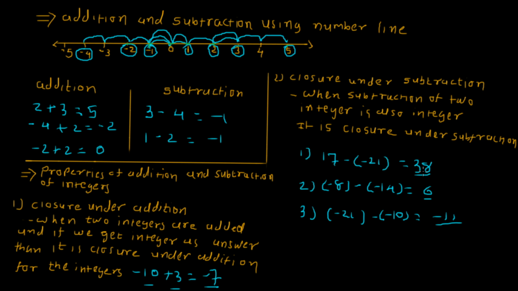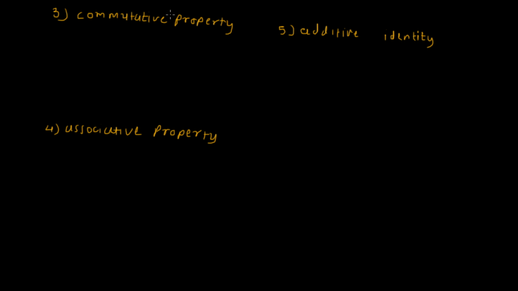Okay, so guys, let's move further and learn about other properties. Two properties we have learned: one is closure under subtraction, one is closure under addition. The next ones we are going to learn about are the commutative property, associative property, and additive identity. So the next property we are talking about is the commutative property.